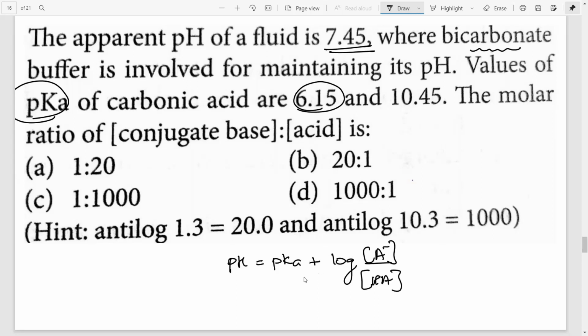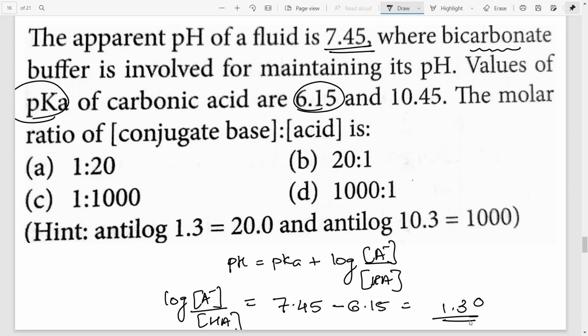I will solve it right away. To find the log of A minus, that is the conjugate base, to acid, it will be pH minus pKa. So pH is 7.45 and pKa is 6.15. That comes out to be 1.3. So finding the ratio means taking an anti-log of 1.3, which they have directly given you. Anti-log of 1.3 is nothing but 20.